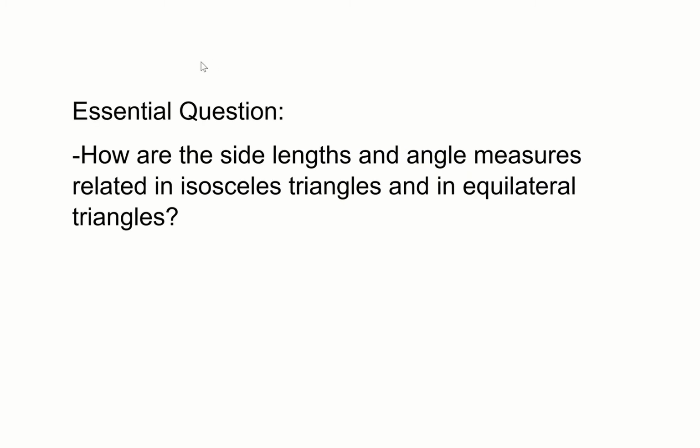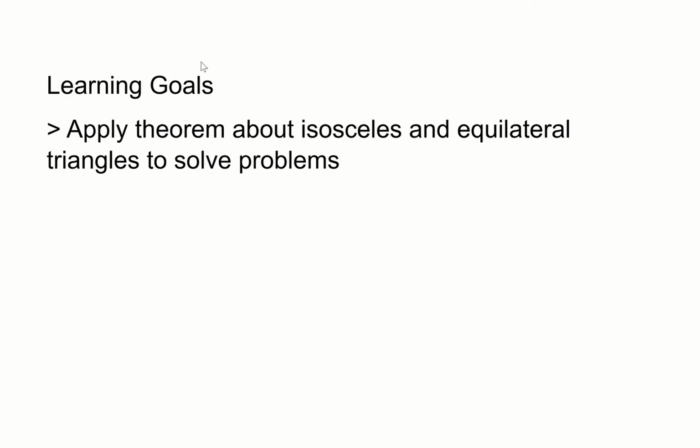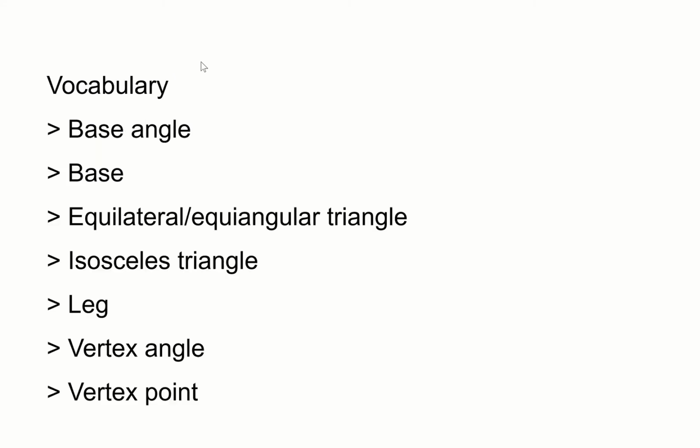So for today, our essential question we want to address: how are the side lengths and angle measures related in isosceles triangles and equilateral triangles? So how are those two related for those two sets of triangles? And so today we're going to apply theorems about isosceles and equilateral triangles to solve problems.